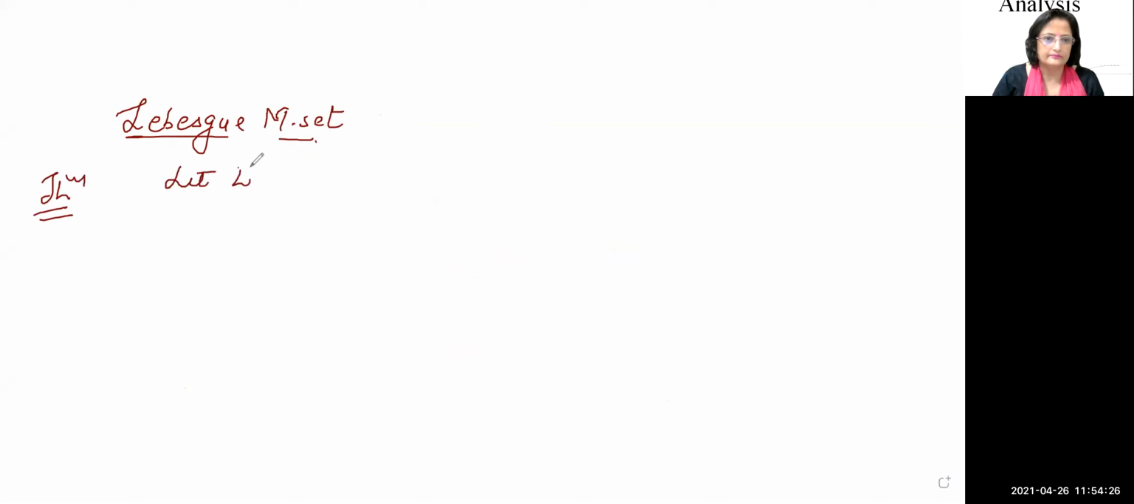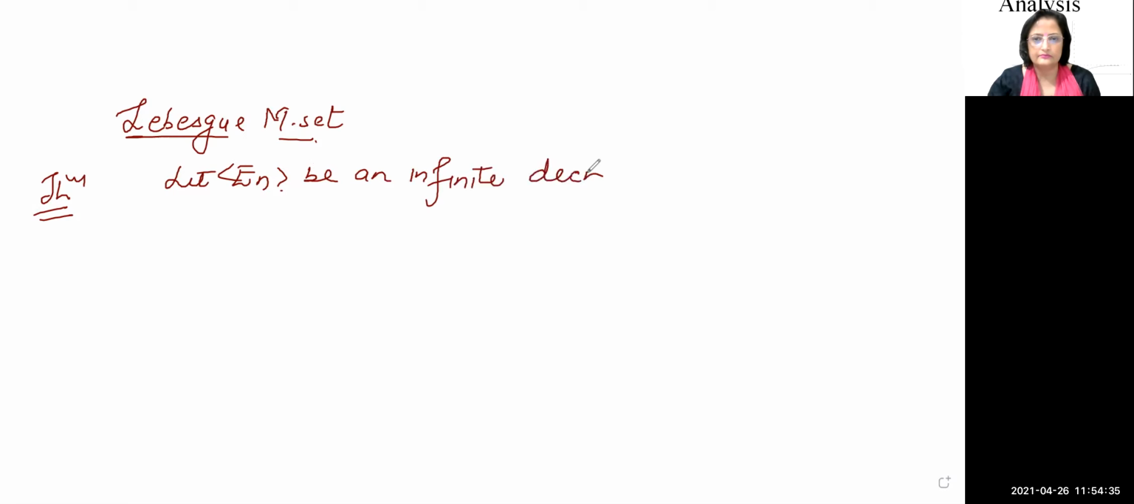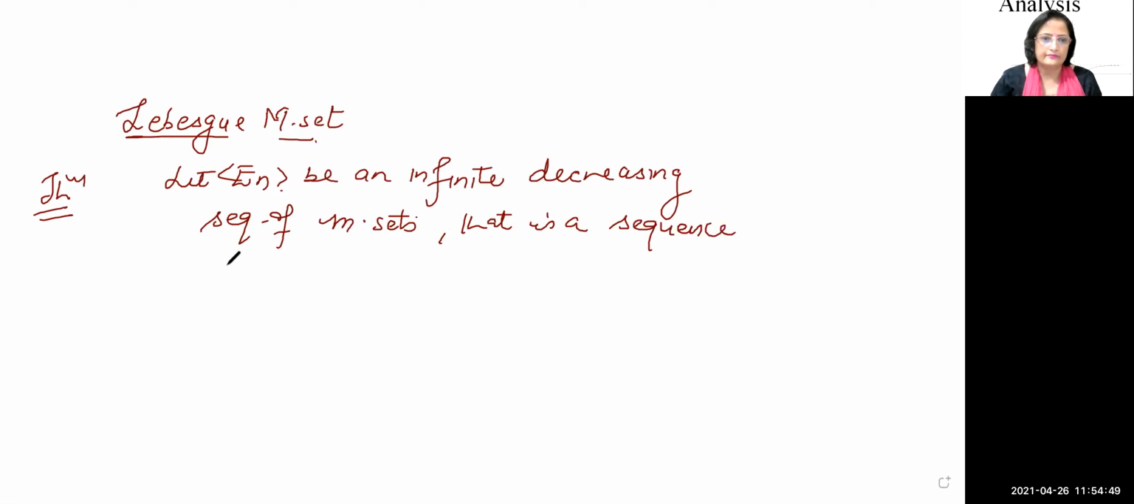Let En be an infinite decreasing sequence of measurable sets, that is, a sequence with En plus 1 contained in En for all n. And what does decreasing mean? Every subsequent set is contained in the previous one. Let the measure of E1 be finite.